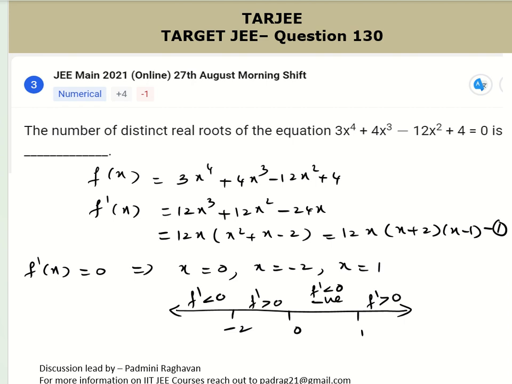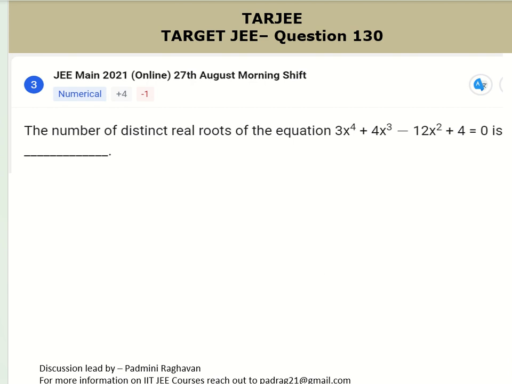So what is our understanding? Our understanding is this function f(x) decreases up to −2, then increases up to 0, then again decreases up to 1, then again increases up to infinity. So our points of concern are −2, 0 and 1. Let us try to sketch the graph roughly. One point of concern is −2, one is 0, and one is 1. So how is it behaving?